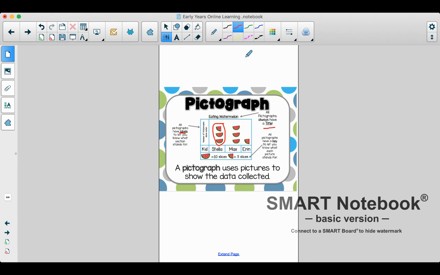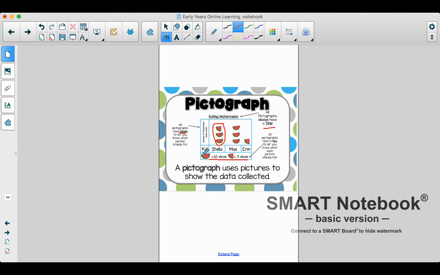Now there's one other part that we're going to talk about with pictographs. You can see here that this watermelon is missing its other half, right? Well, what that means is that this person only ate 5 slices of watermelon. Because if we come down here, we can see what each watermelon represents. This is called a key or a legend. All pictographs have to have a key to let you know what each picture stands for.